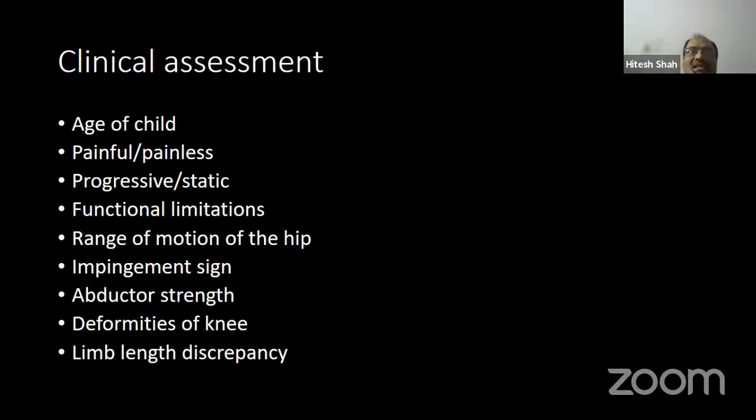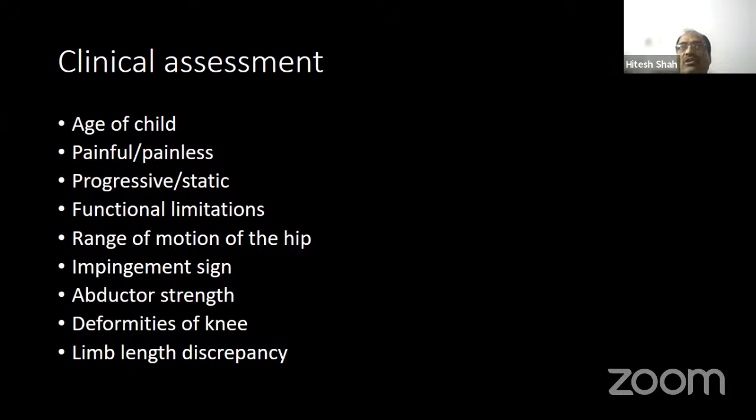Check about the limb length discrepancy. Whenever the proximal femur growth arrest would be there, it would be associated with the shortening. Most of the conditions in Coxa Vara would be associated with limb length discrepancy in the form of shortening. We need to check whether it is supratrochanteric in nature or infratrochanteric in nature, or both.